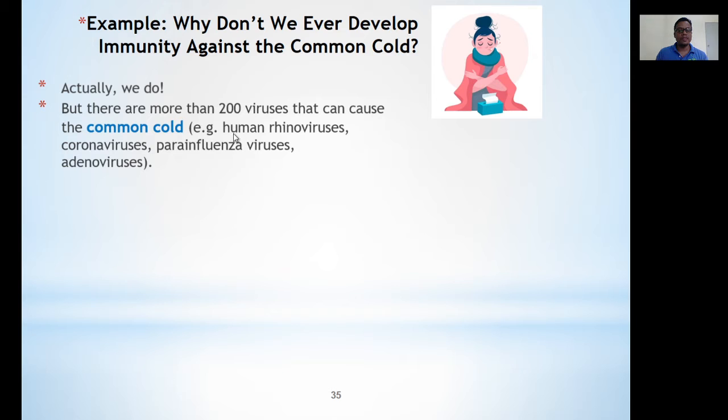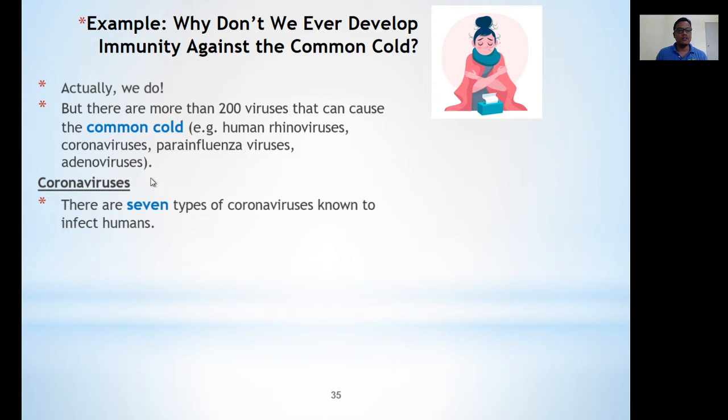This includes human rhinoviruses. There are around 100 types of rhinoviruses that can cause common cold to us. Coronaviruses, parainfluenza viruses that cause the influenza flu disease, and also adenoviruses. If we focus on the coronaviruses, there are 7 types of coronaviruses known to infect humans. So even in the coronaviruses, we have 7 types. Even though the names are the same, they have totally different antigens on them.